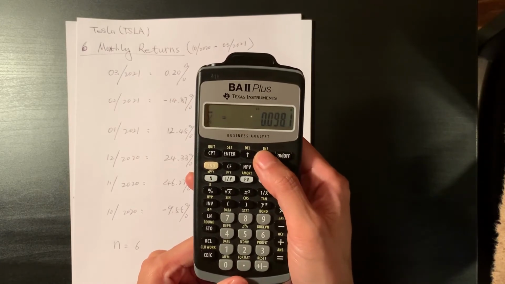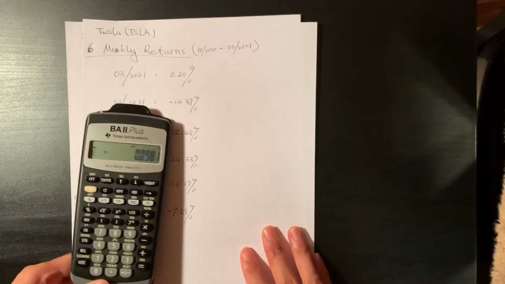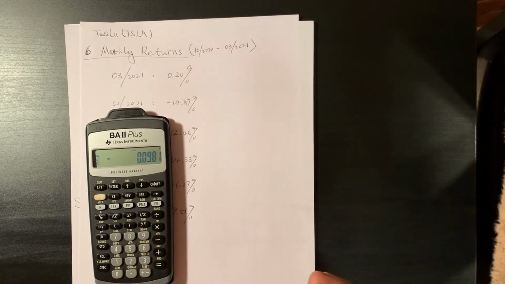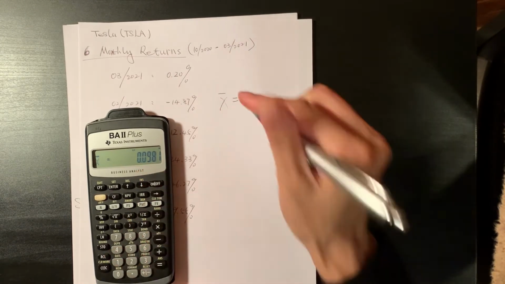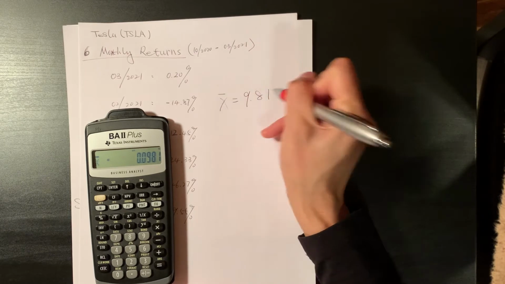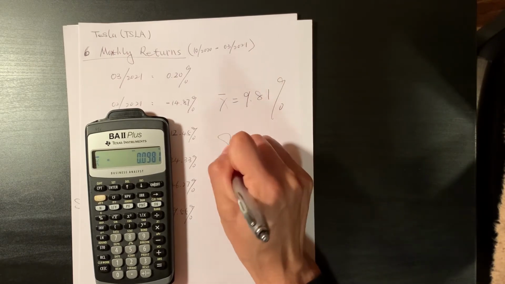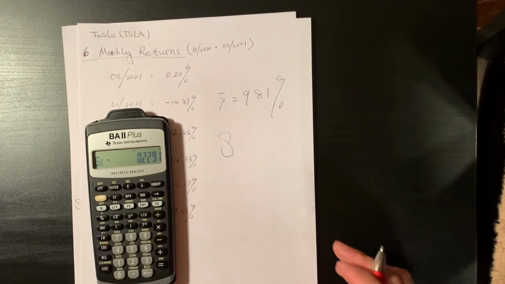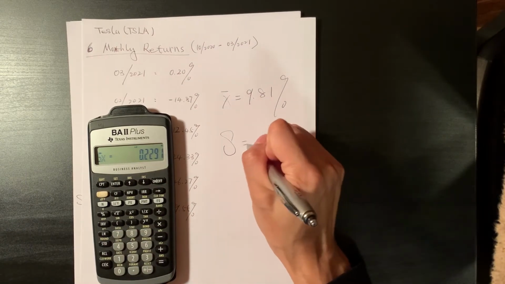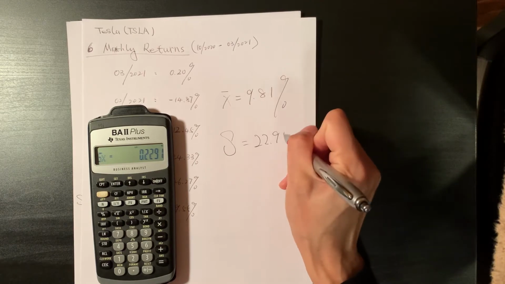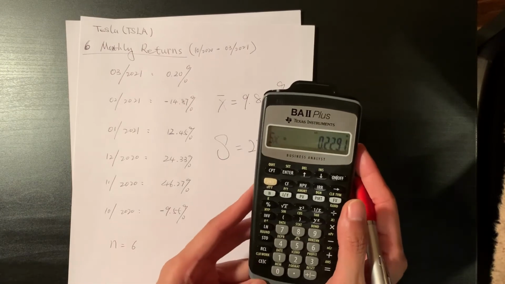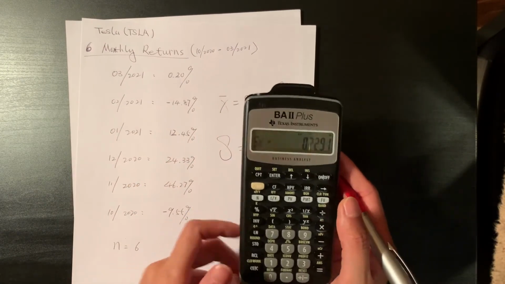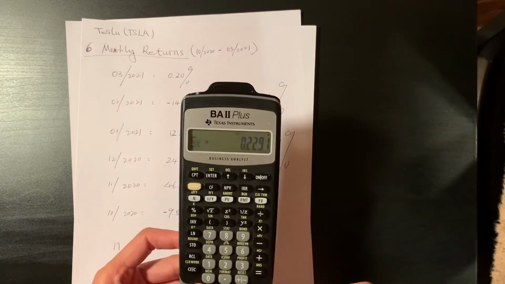the data. Now it tells you the mean, which is the average return, equal to 9.81%. Then the standard deviation is equal to 22.91%. So this is how you find the mean and the standard deviation using a financial calculator.